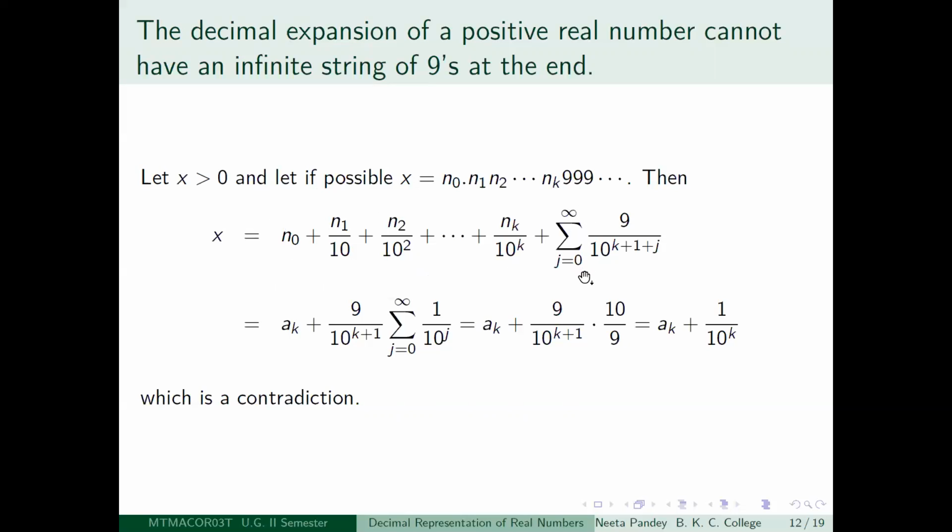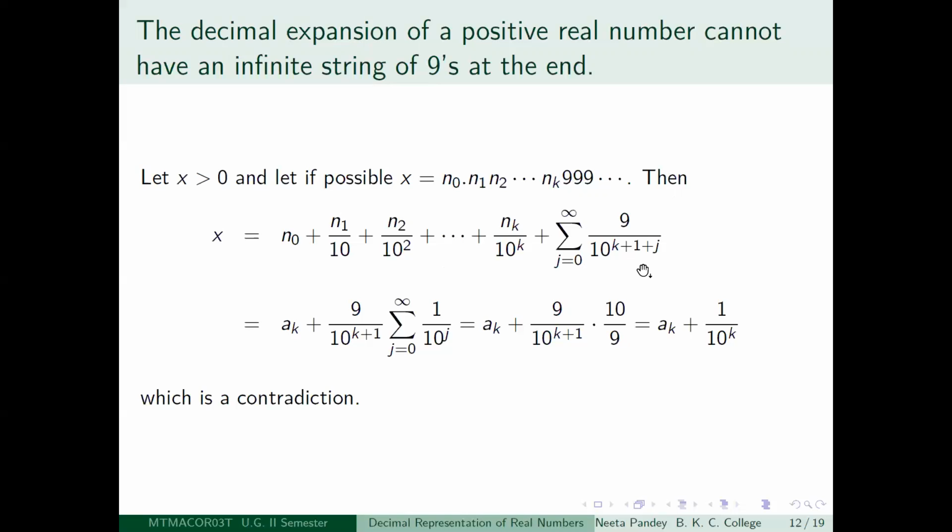So plus 9 by 10 to the power k plus 1 plus 9 by 10 to the power k plus 2 plus 9 by 10 to the power k plus 3 and so on. That is written in a succinct form like this: summation j equals 0 to infinity of 9 by 10 to the power k plus 1 plus j. So this first part, n0 plus n1 by 10 plus etc. plus nk by 10 to the power k, that is just simply ak, our previous notation.